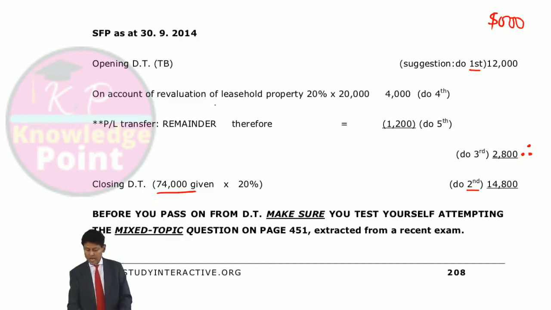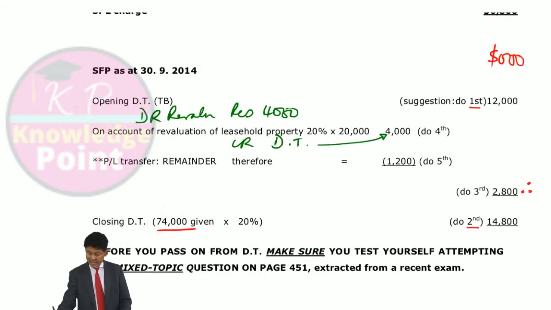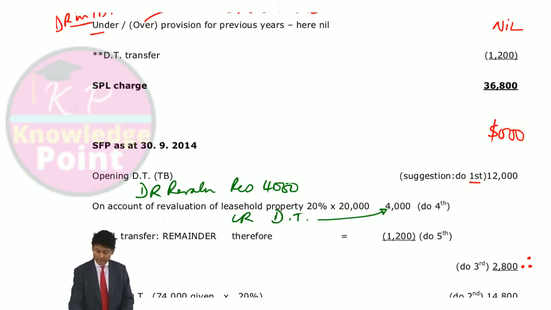So what you do is something like this. You debit your revaluation reserve 4,000, and of course you credit your deferred tax 4,000, which is of course this thing. Okay, and whatever's left after that, the 4,000 compared to the 2,800 shows up the 1,200, which is then transferred into here.